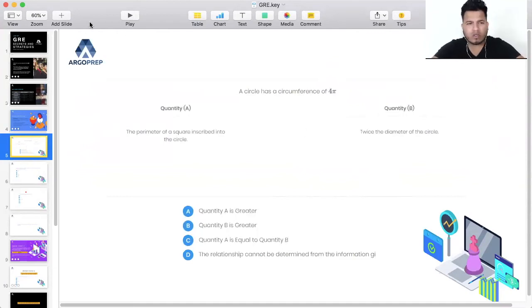So let's just solve one of these questions. Why not, right? Now let's solve a quantitative comparison type question. This is an easy one. It's not easy, but it's also not hard at all. You just have to know what you're doing. So let's go ahead and see.